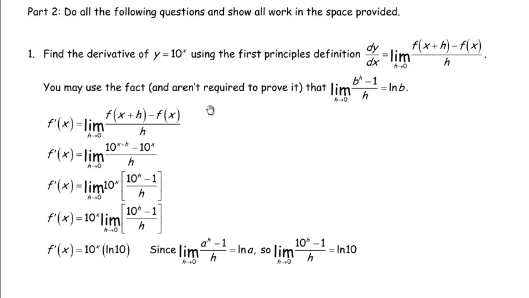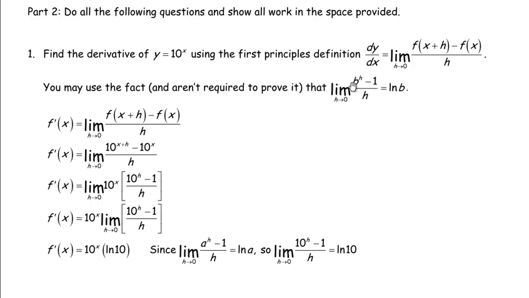In part 2 here, the first of several questions to show some work, it says find the derivative of y equals 10 to the power of x using the first principles definition of the derivative. And you're allowed to use this, and we do need this: the limit as h approaches 0 of b to the h minus 1 over h is equal to the ln of b.